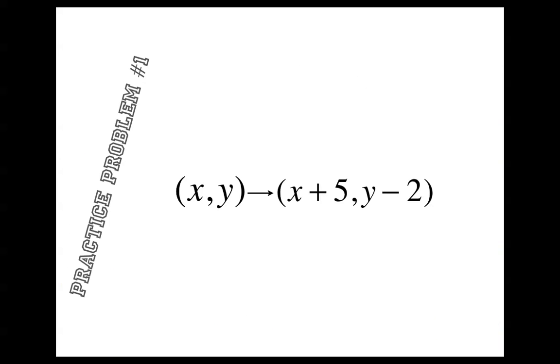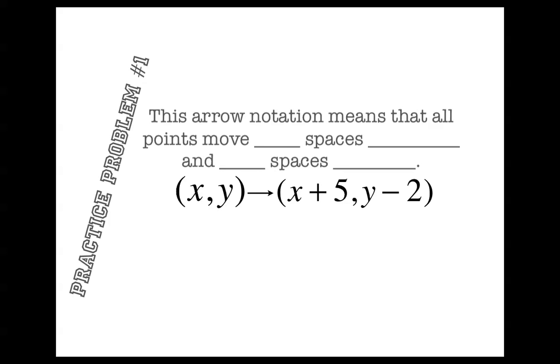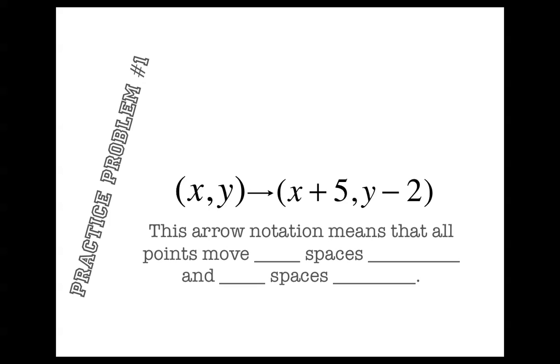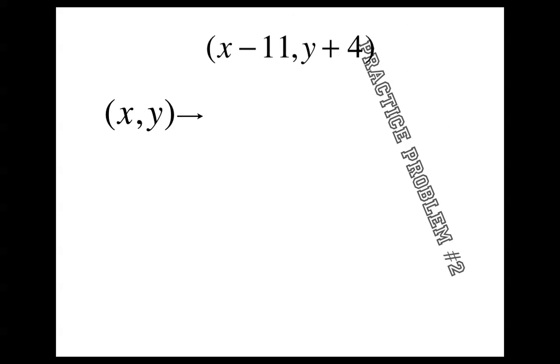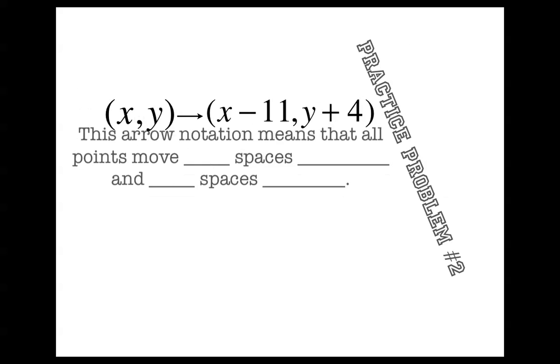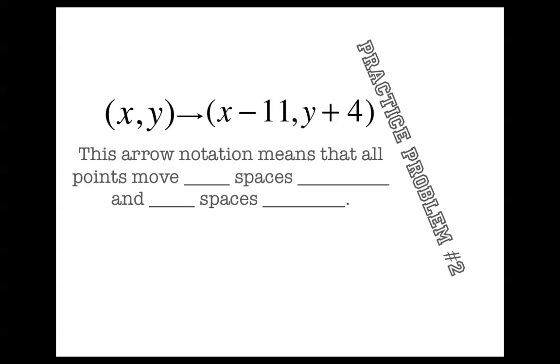So, try this. If you had this translation, would you be going up, down, left, right, and how much? This arrow notation means that all points move blank spaces in blank direction and blank spaces in blank direction. Okay, how about this? Same idea. This arrow notation means that all of your points are going to move how many spaces in what direction and then how many spaces in what other direction.